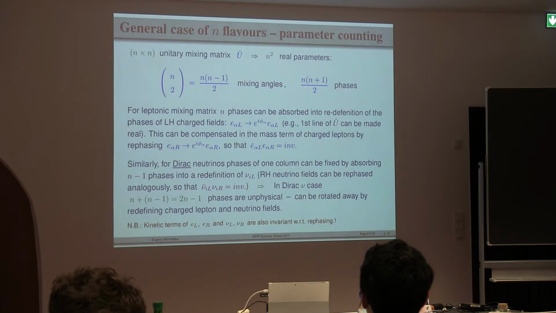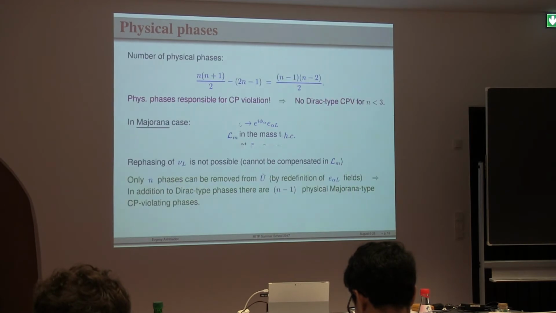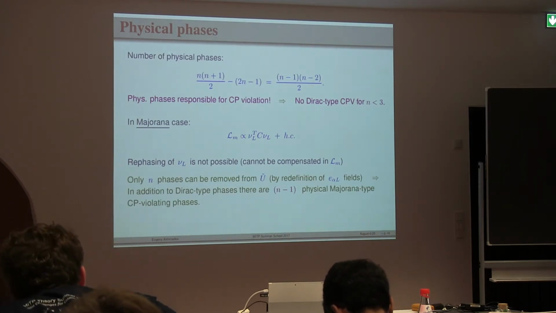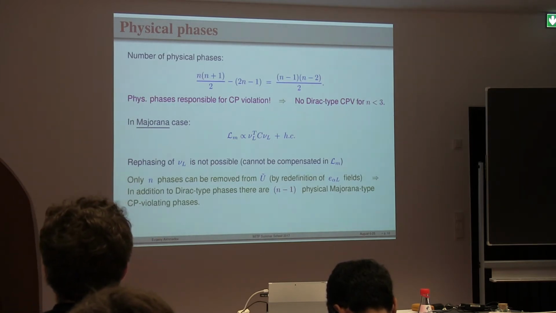So in the Dirac case, out of n times (n plus 1) over 2 complex phases, 2n minus 1 are unphysical. So the remaining number of phases is this difference, n(n+1)/2 minus (2n minus 1), and it is given by this expression: (n minus 1)(n minus 2)/2. And since it is only possible in the Dirac case, these CP violating phases are called Dirac type CP violating phases, those which cannot be removed by rephasing charged lepton and neutrino fields.